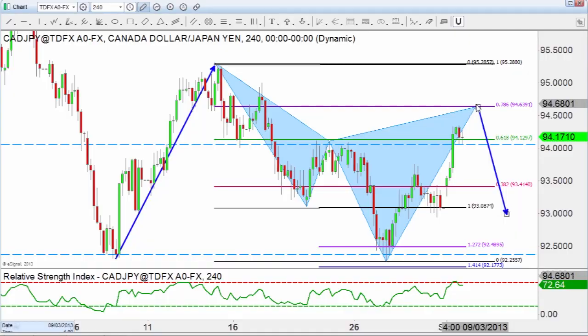We come into that 786 retracement, we end up selling there and watching. 80% of the time, we're going to see that market move and hit at least one of our targets. And these patterns are based on nothing more than the same type of Fibonacci levels that I was talking about in Google, and then looking at the 127 extensions here on Canada yen.